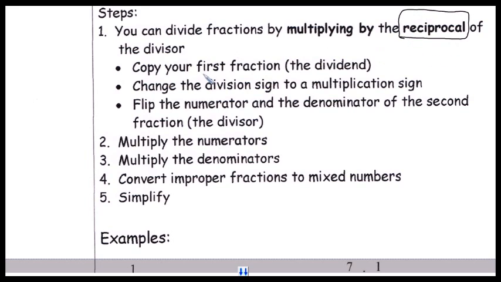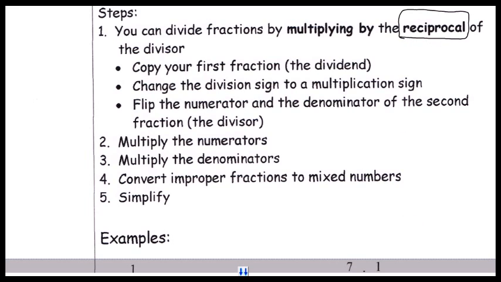What that really means is that you're going to copy your first fraction, change the division sign to a multiplication sign, and then flip the numerator and the denominator of the second fraction. Then you multiply your numerators, multiply your denominators, convert any improper fractions to mixed numbers, and simplify. Steps 2, 3, 4, and 5 are the same thing as we did yesterday in multiplying fractions. So the only new thing is this top part, step number 1.